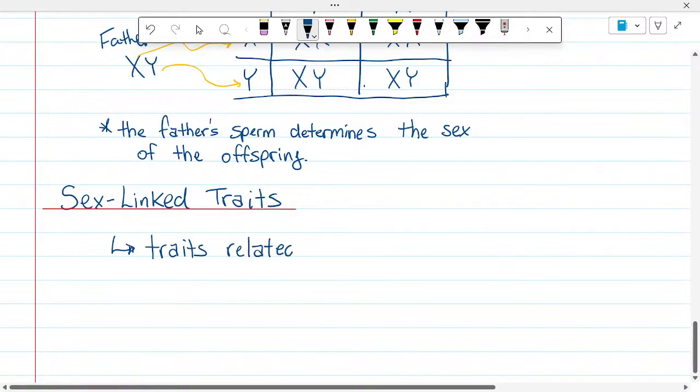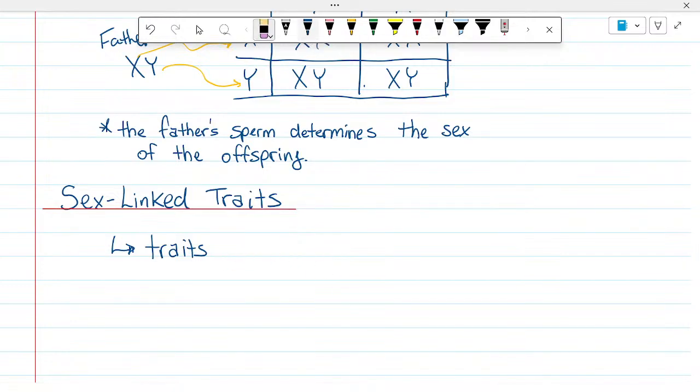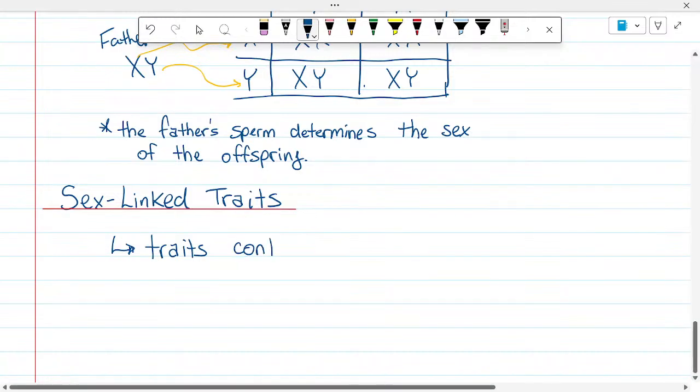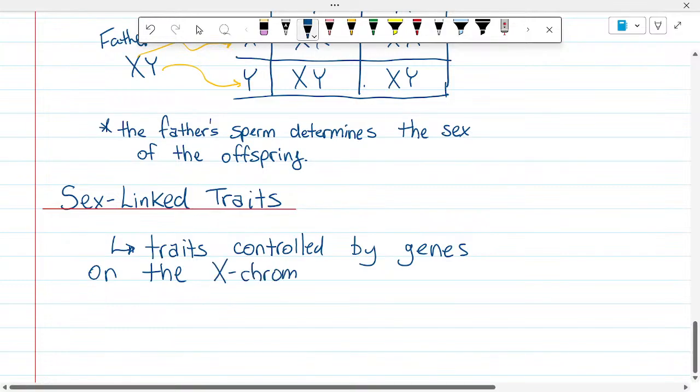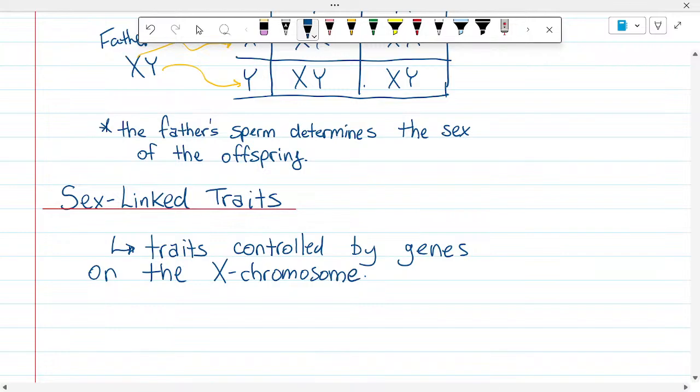So why even bother mentioning this? Well, it's important actually. Sorry, this is what happens when I speak and write at the same time. So these are traits controlled by genes on the X chromosome. Isn't the Y chromosome slowly degrading over generations? It is, yeah.